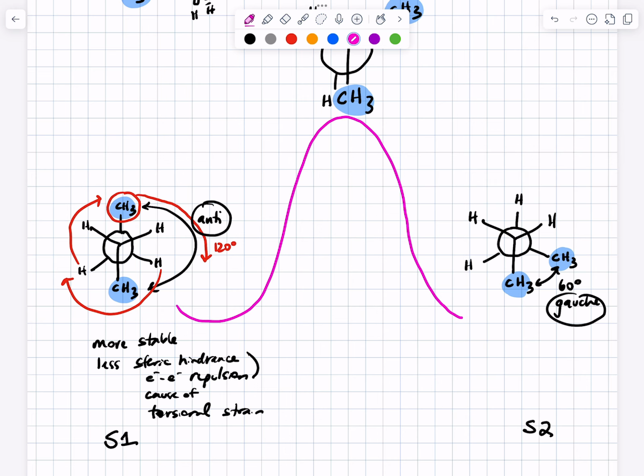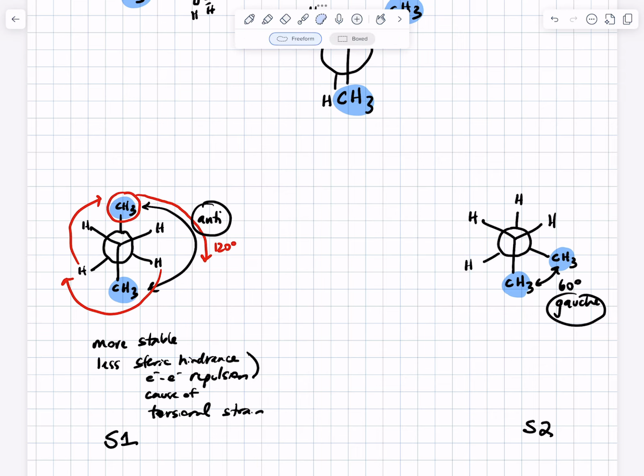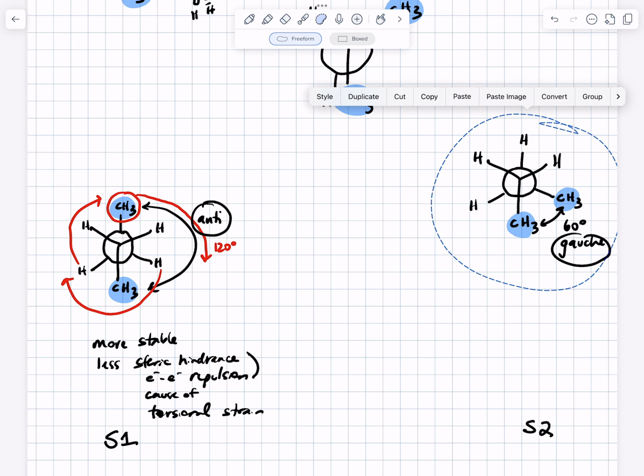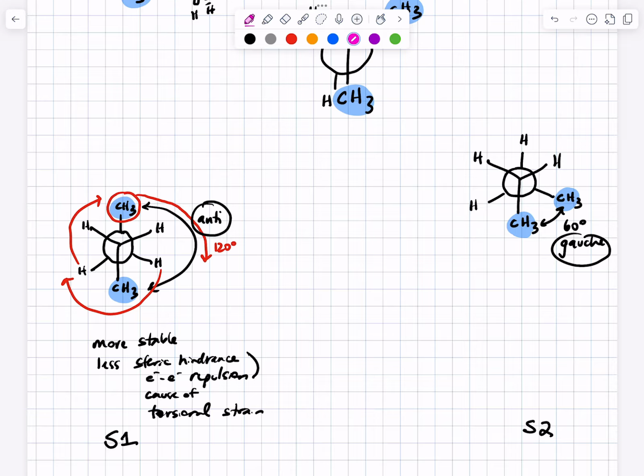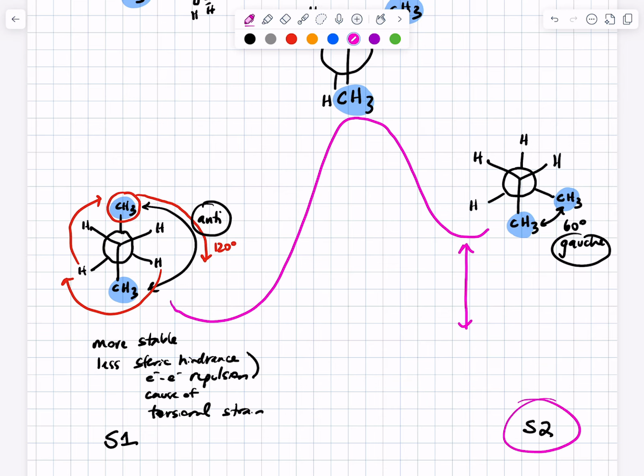Now, should this energy level be as low as this one? No, because you just told me that staggered 2 is less stable. So to make my drawing accurate, if I were drawing an energy diagram, I probably need to move the energy well for staggered 2 a little bit higher than the energy well for staggered 1. Your book tells you what that number is. I don't care that you know what that number is, just that you know that having the two things gauche to each other is less stable.